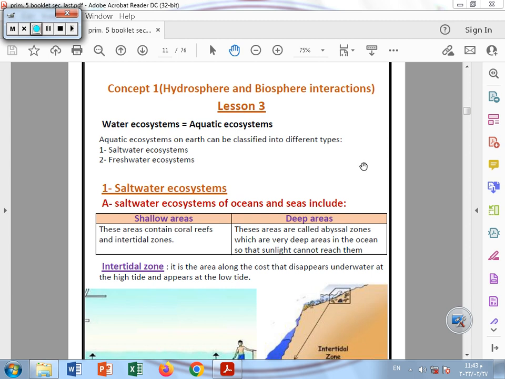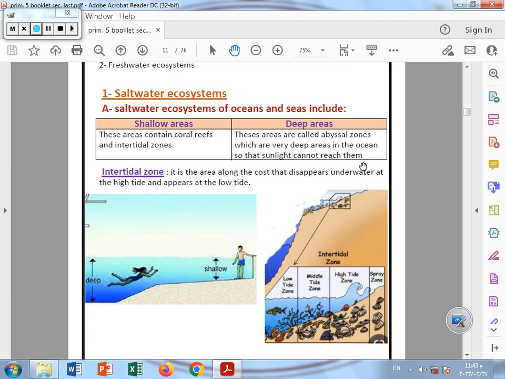Let's start with the saltwater ecosystems. We can divide them into two parts: the salty water of the ocean and seas, and the salt water of the lakes. Salt water of oceans and seas includes two areas. Number one is called shallow areas. Shallow is the water on the outside part of the sea and the ocean.